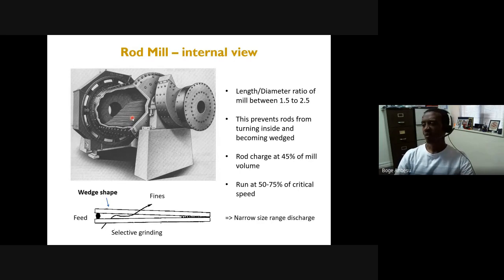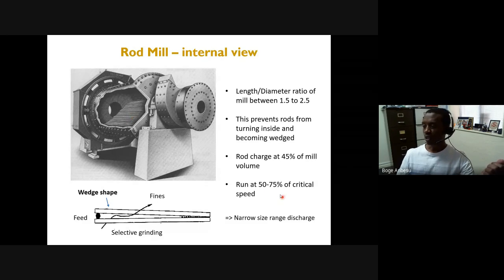Rod mill, probably what I want to emphasize with rod mill is actually becoming a little bit outdated. So in many places, you don't find rod mills. They're being replaced by a SAG mill. So it's becoming older technology. But if you do, then you have rods instead of the ball. And again, it's horizontal tumbling mill.